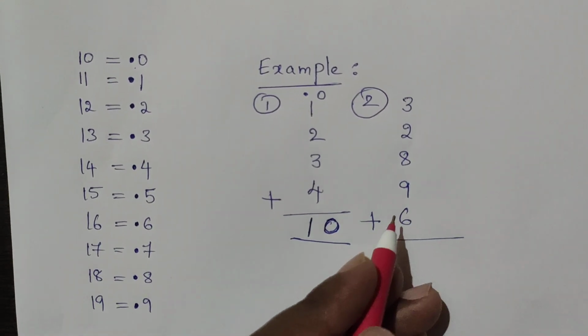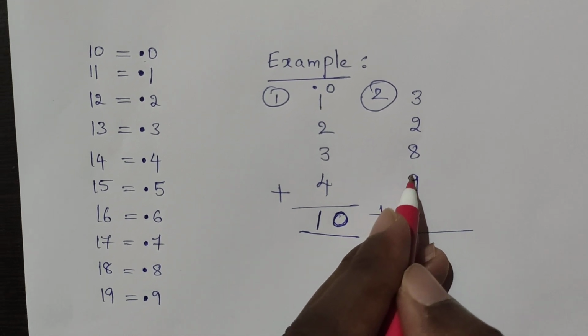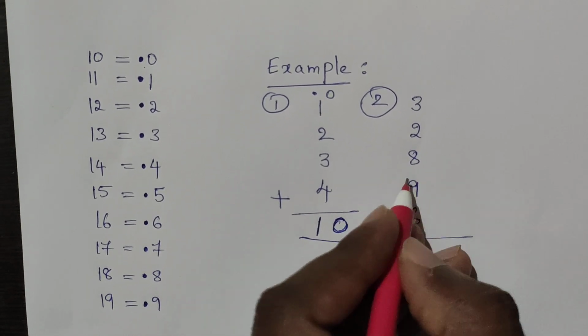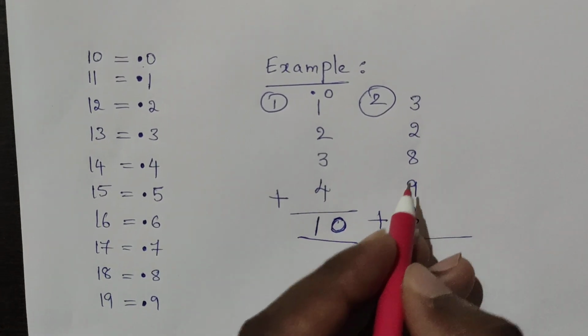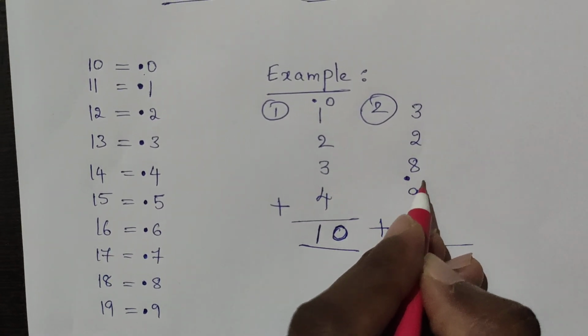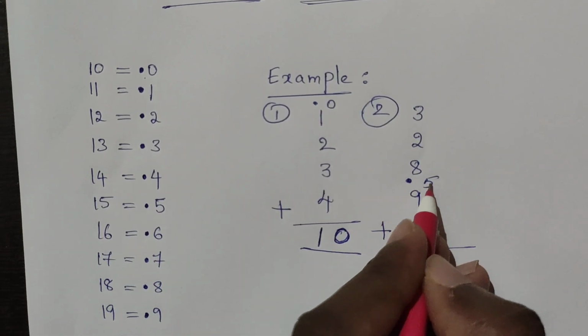Now the second example. Let us start from the bottom only. 6 plus 9 is 15. We should take it as dot 5. Take a dot here and take 5 here. The ones digit is not changing here, and you should write it as it is, the 5.